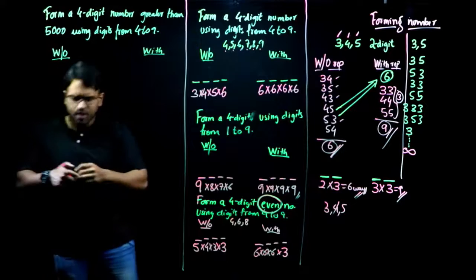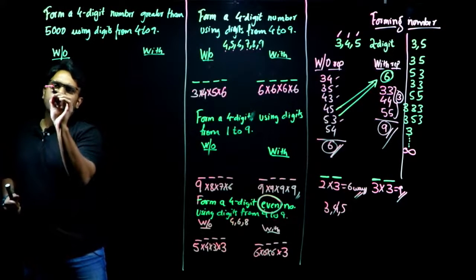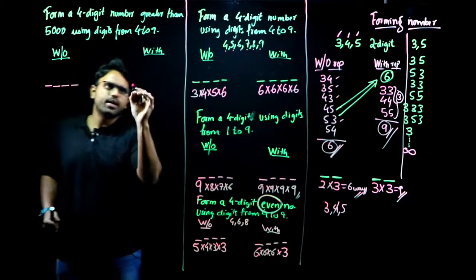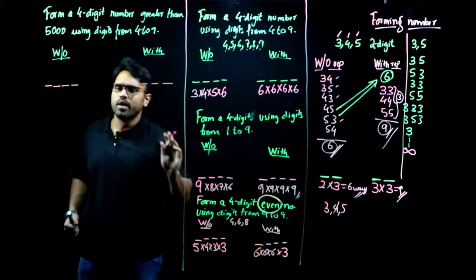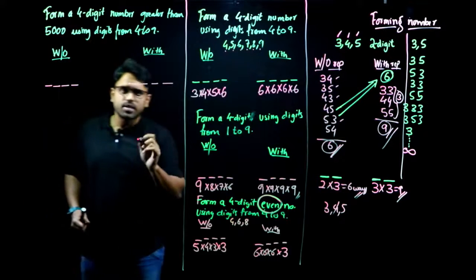So you guys have to help me now. Tell me, to form a 4-digit number, how many blank spaces do I need? 1, 2, 3 and 4. Here as well, 1, 2, 3 and 4. Now, start thinking. A number, where do we start in permutations and combinations?